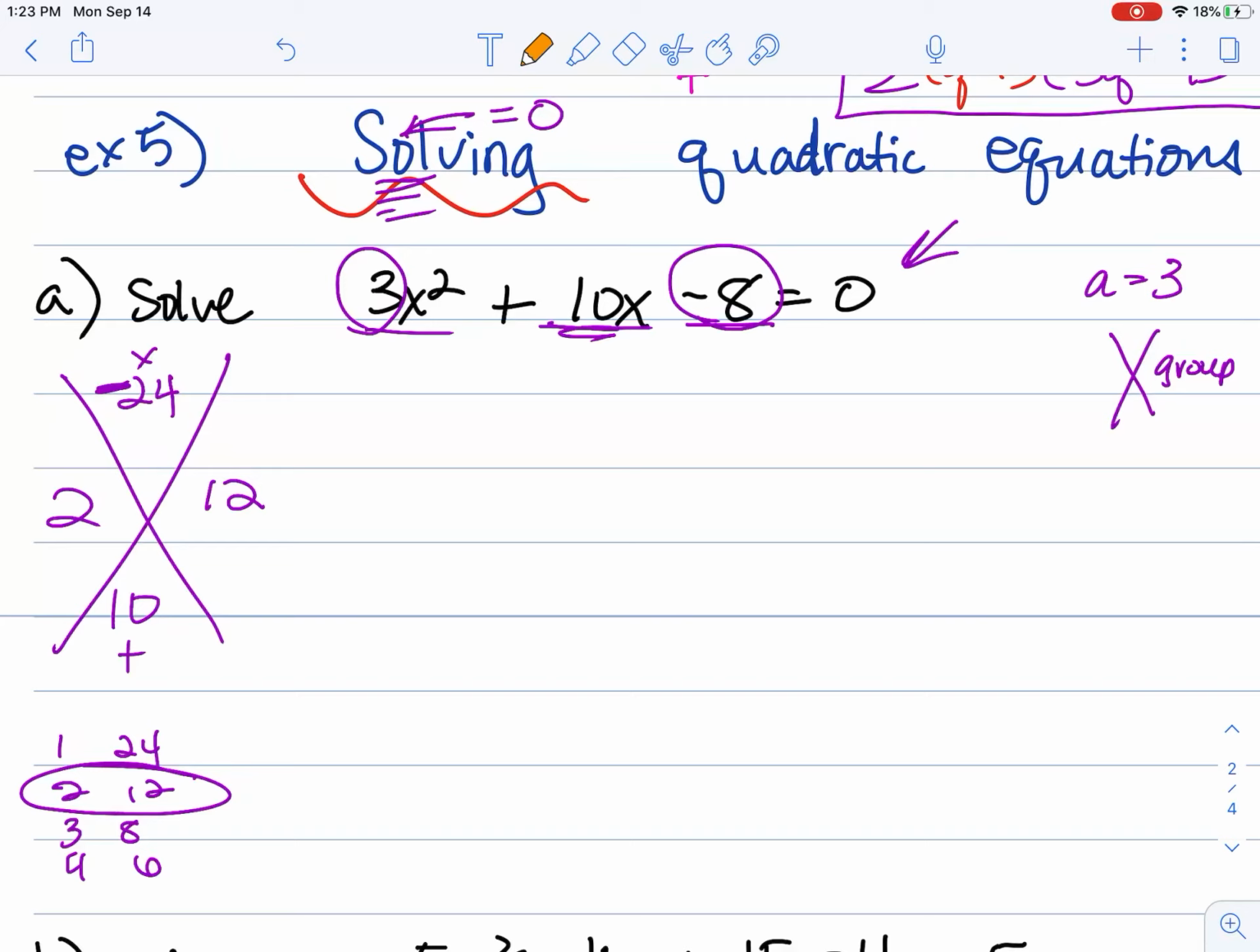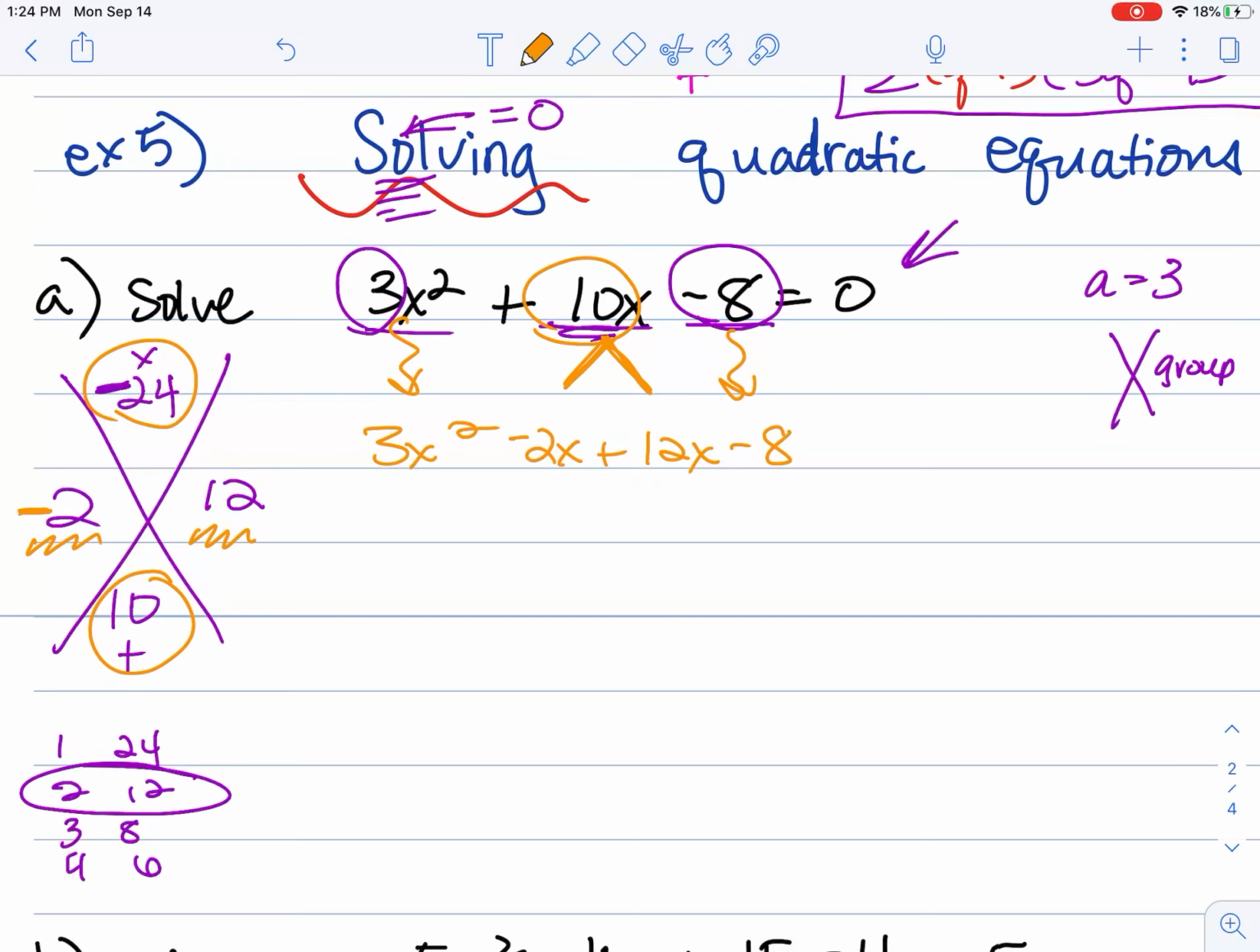We know 2 and 12 don't add to 10, so one of them has to be negative. We'll make it the 2, so it can add to a positive 10, and they still multiply to negative 24. So these are the terms that we're going to use to split up the 10x. So we've got negative 2x and positive 12x, which are equivalent to 10x. And then we're going to bring down our minus 8 and bring down our 3x squared. And now we're going to group the first 2 and last 2 and look for another GCF.